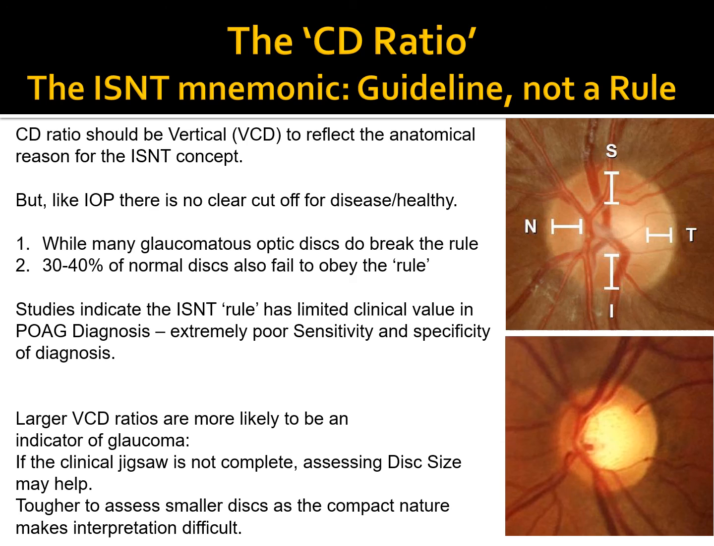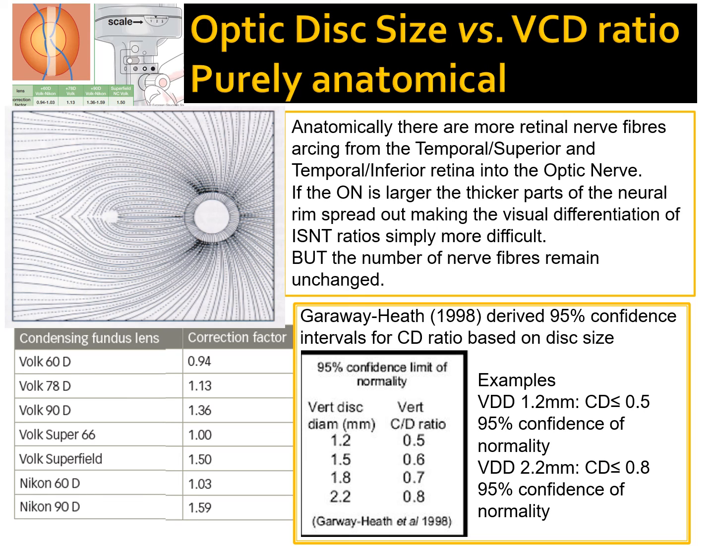But if the clinical jigsaw is not complete, assessing the disc size may help. And I know we went through this a little bit in the last one. It's tougher to assess smaller discs because the compact nature makes interpretation difficult. You've got that 1.2 million ganglion cells going into a much smaller disc, and it's basically a slightly congested disc.